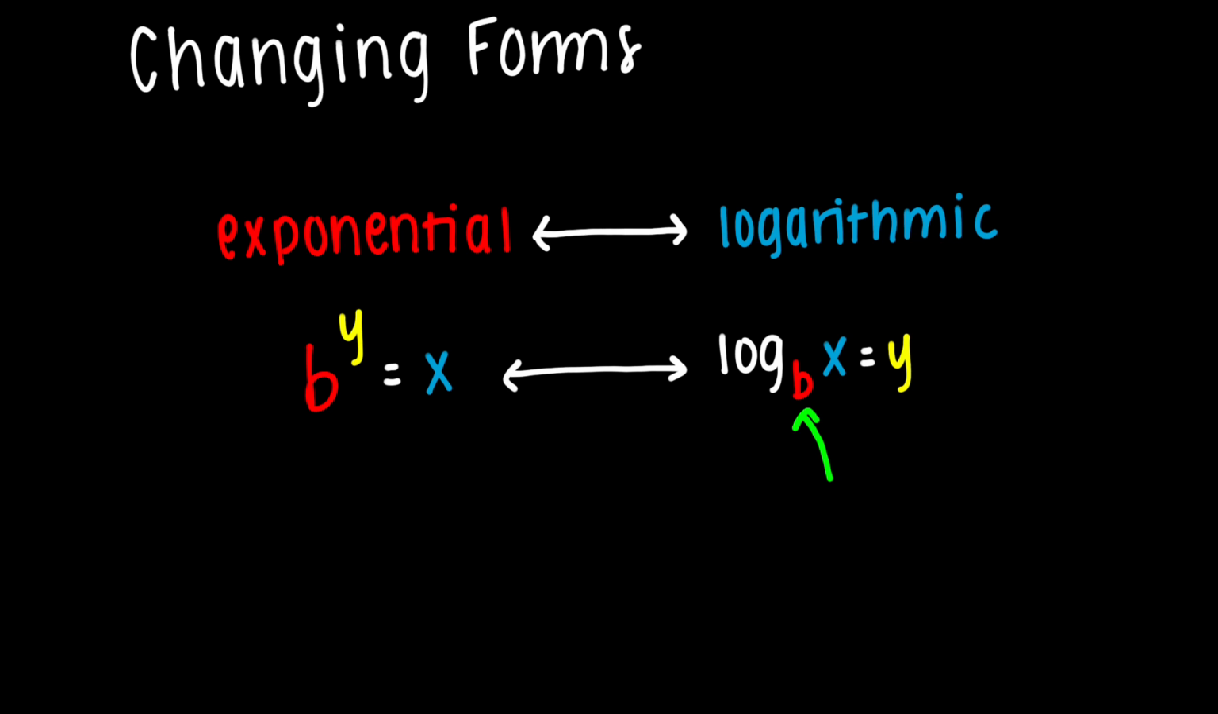It's super important here just for you to know about logs. This base b will be a number, but sometimes there will not be a base written. So if there is no base, you have to assume it's 10. So if there's no number written there with the log, its base is 10.